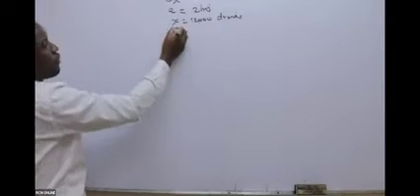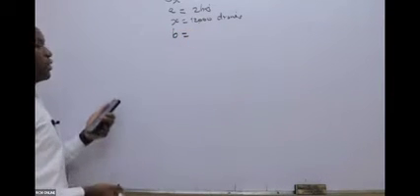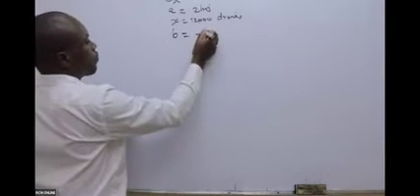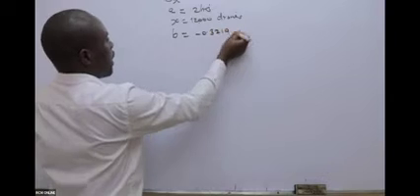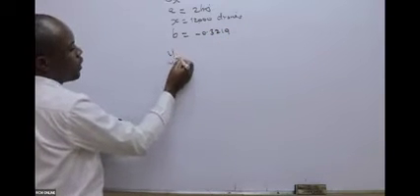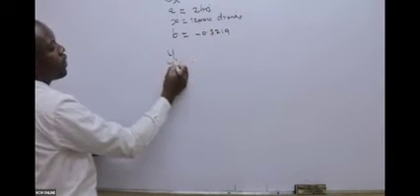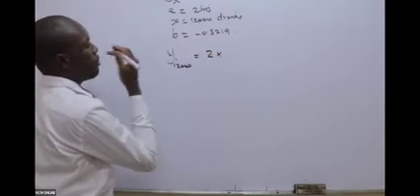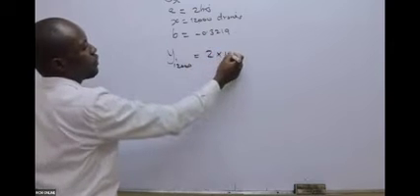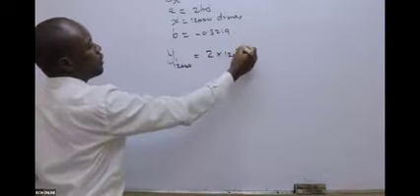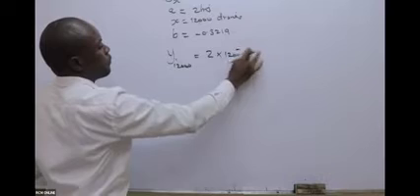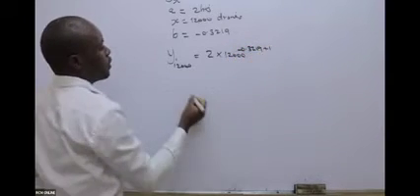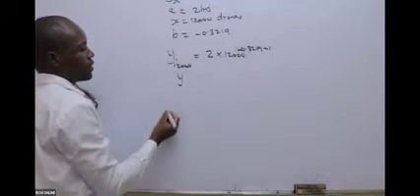So the value of B, they have said that the learning effect of 80% is giving us the value of B as negative 0.3219. So let's go ahead and get the cumulative hours when X, which is 12,000 drones, are actually assembled. So A will be 2. We multiply by X, which is 12,000. We raise it to the power negative 0.3219 plus 1.